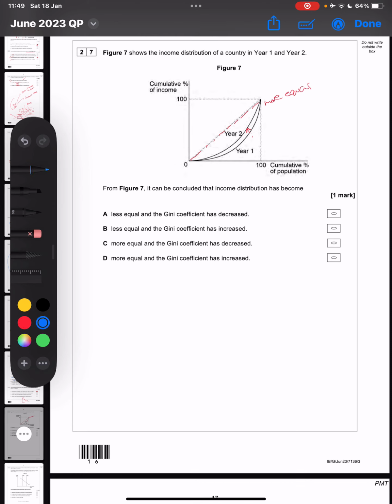And your Gini coefficient always takes the area that you are separated from this line of equality. So let's call this area A, and then divide it by the total area below. So you can see A is shrinking. A has decreased. So the Gini coefficient is area A divided by A plus B. So this has overall decreased because of that. So you should have the Gini coefficient decreasing, and the country is more equal.